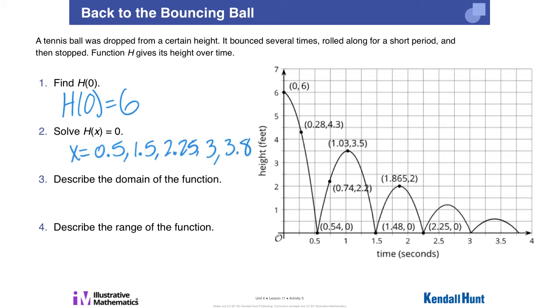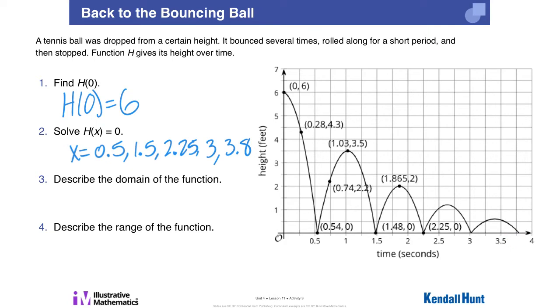Number 2 is asking you to solve for h of x equals 0. That means for what x values is the output 0? Well, everywhere that the ball hits the ground, its output, its height is 0. So at 0.5, at 1.5, at 2.25, at 3, and just a little bit over 3.75, so I put 3.8.